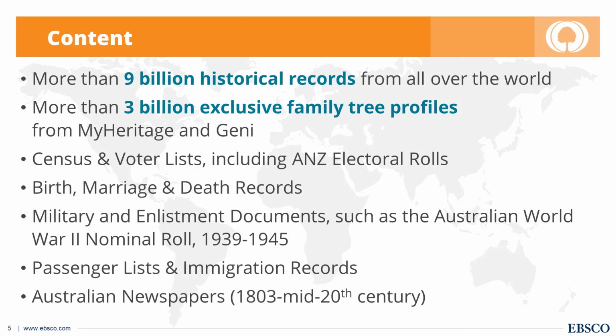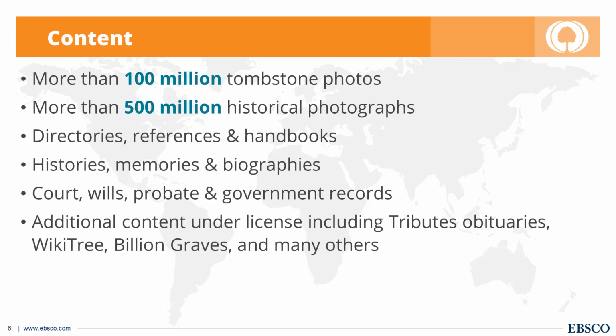And there are also Australian newspapers included that date from 1803, so the beginning of the 19th century, all the way through to the mid-20th century. In addition, you've got tombstone photos and historical photographs. There are directories, references and handbooks, biographies and histories of a location and its people. You've got court and government documentation, and then there's additional content under license.